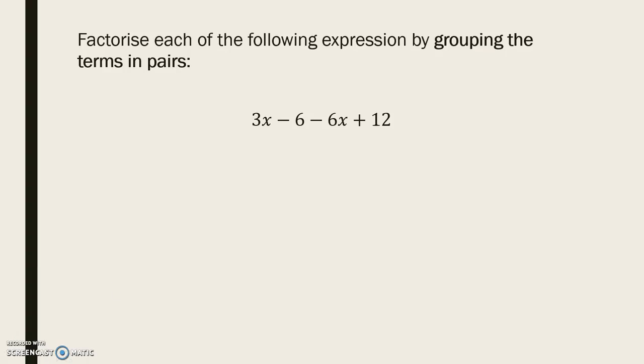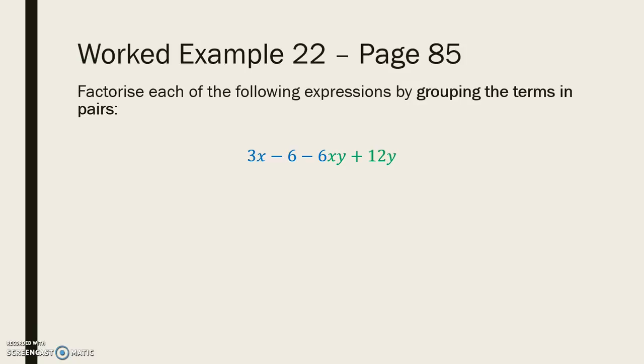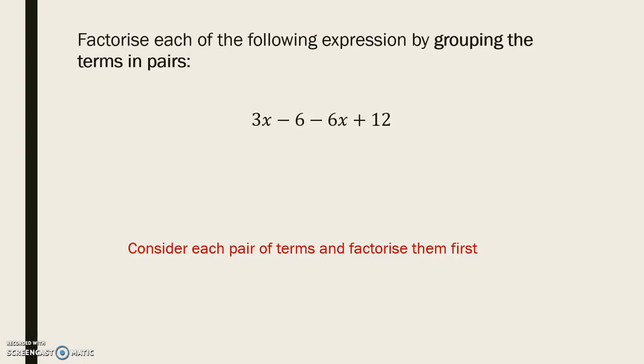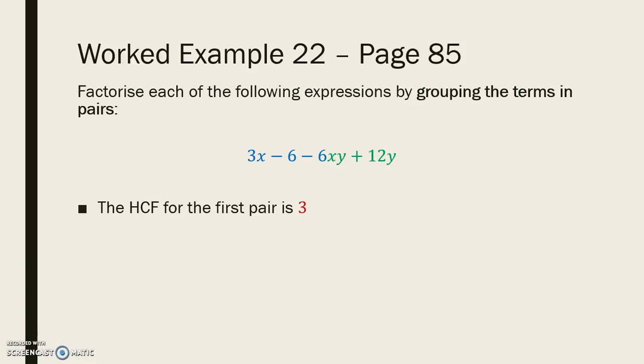Alright, last one. Mixing it up a bit now. So I've rewritten it. In this case, let's look at the first pair. We've got 3 is a common factor of 3x and take 6. For the second pair, it's negative 6y.